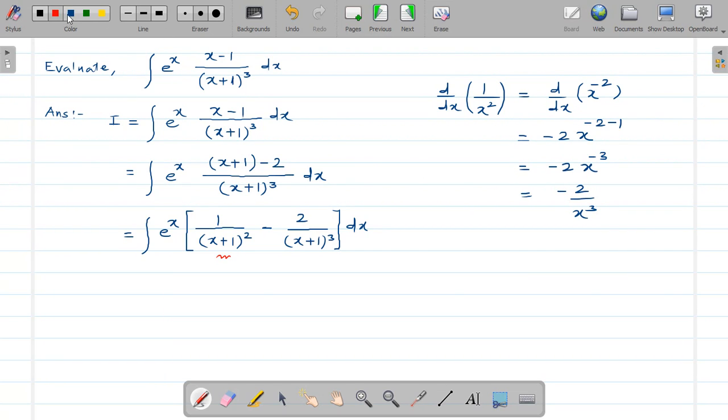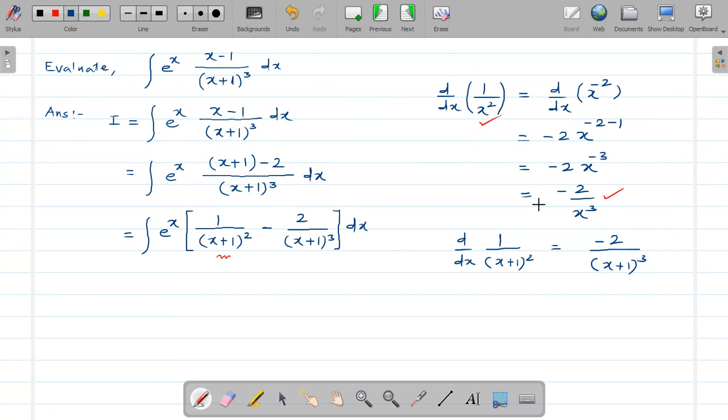Now if you observe this carefully, the derivative of 1 upon x square is minus 2 upon x cube. Here it is 1 upon x plus 1 square, and the other term is minus 2 upon x plus 1 cube. So by the chain rule, if you apply it to get the derivative of 1 upon x plus 1 bracket square, then it will be in this form: minus 2 upon x plus 1 cube.